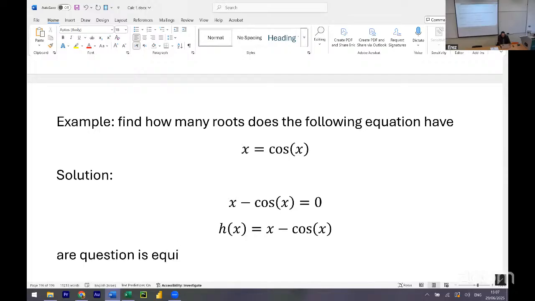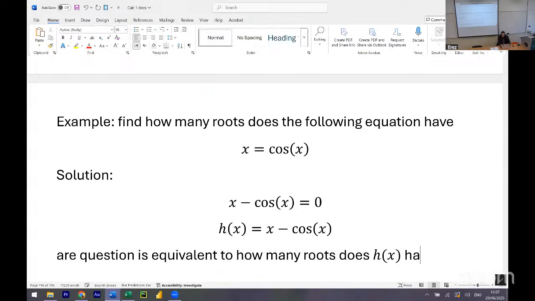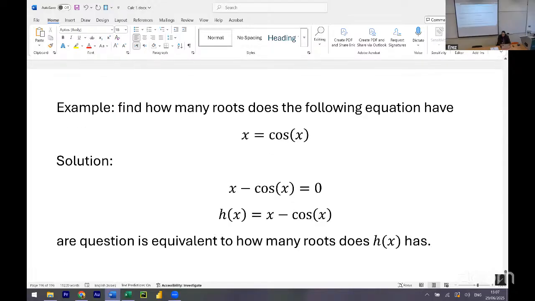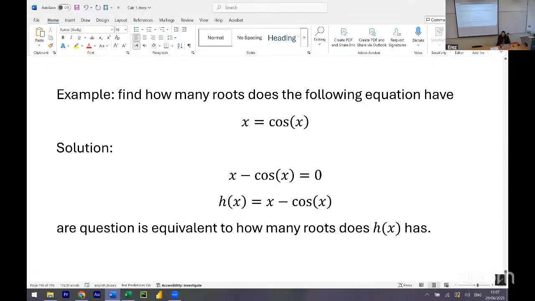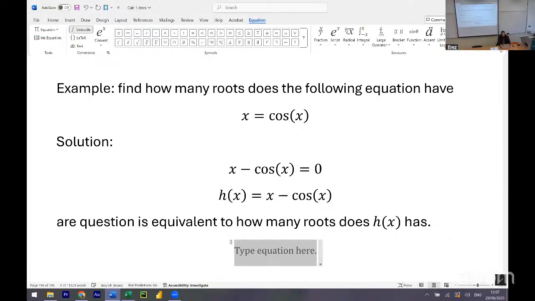Our question is equivalent to: how many roots does h of x have? Agreed? That's the most important step. And afterwards it's easy. What's the derivative, h prime of x? 1 plus sine of x.